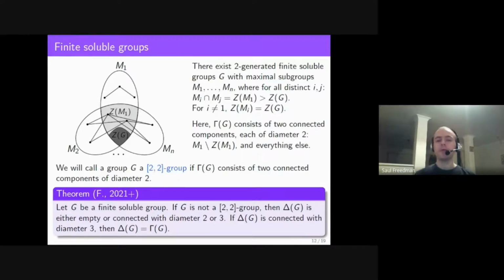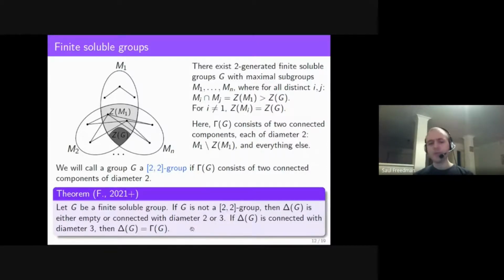Now, in the case of infinite soluble groups, actually the theorem is almost the same, except there may exist a group G where gamma of G is connected with diameter 4. I don't actually know if such a group G exists. If it does, it has to have very specific properties, but I at least haven't been able to rule out that case.